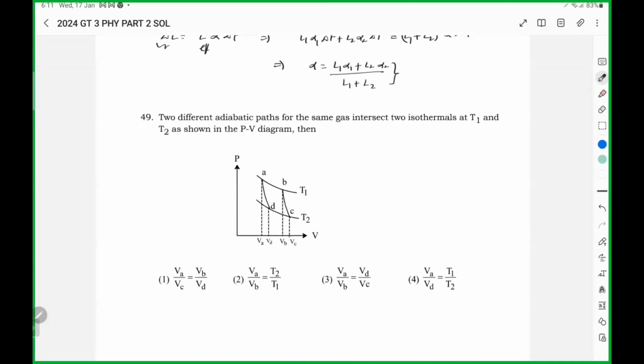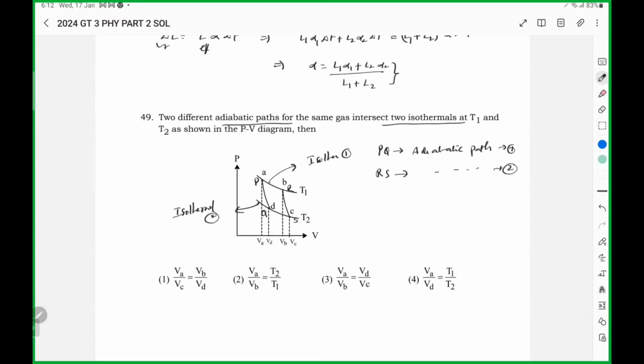So here PQ is one adiabatic path, RS is another adiabatic path. They intersect two isothermals. If this one is an isothermal, then this is the second.